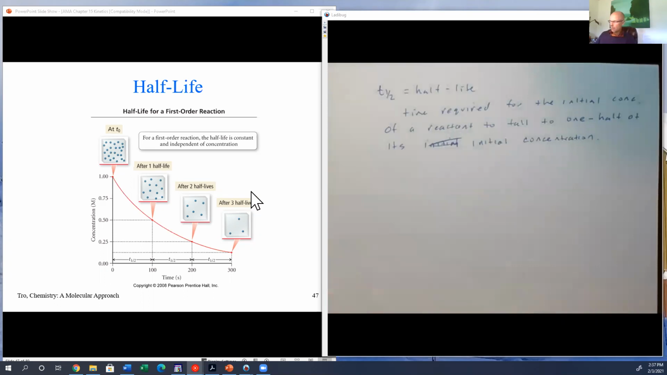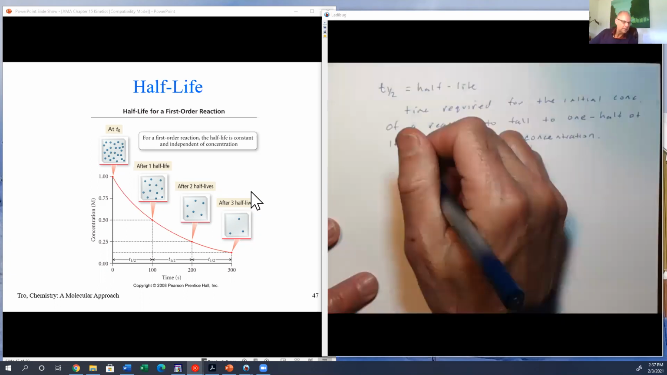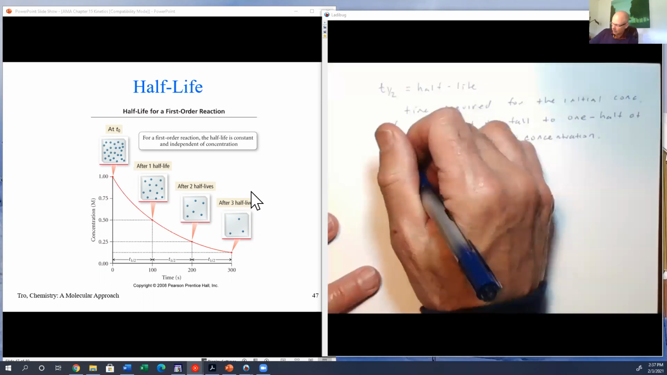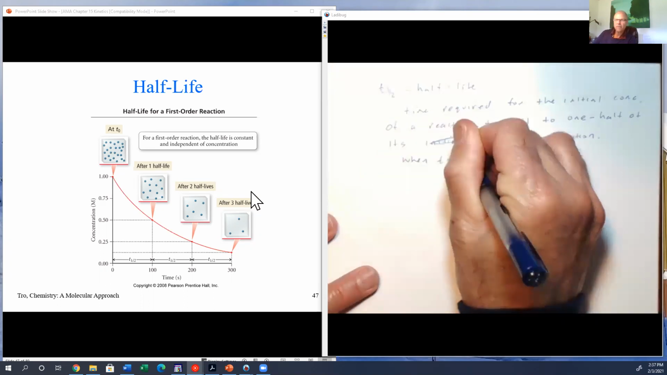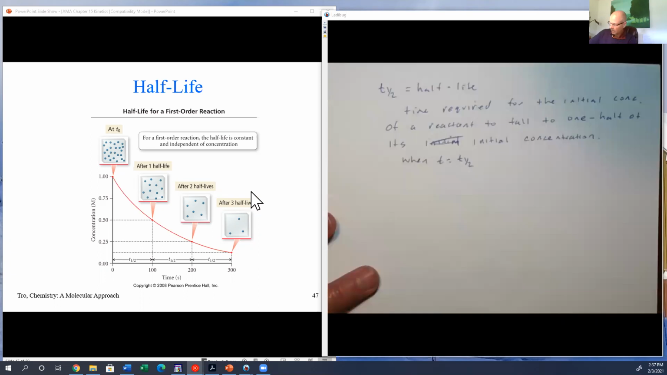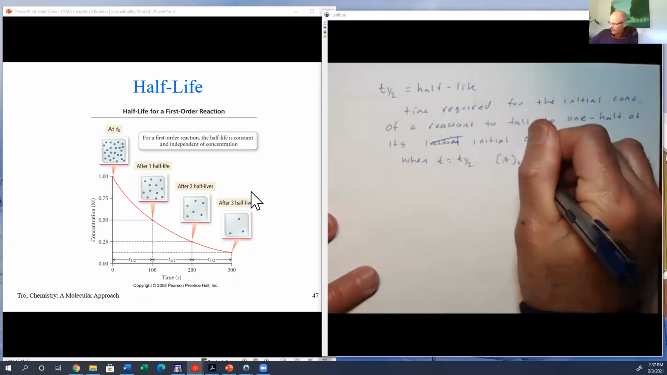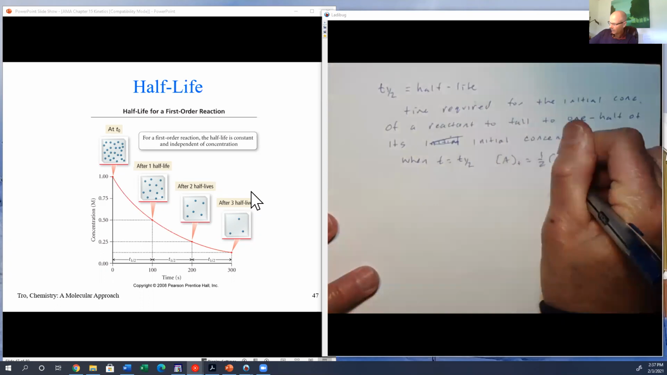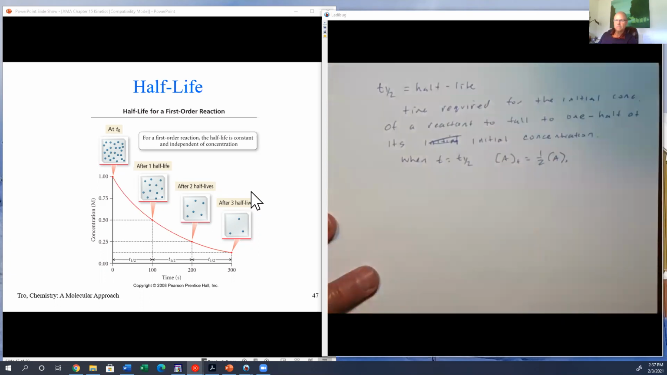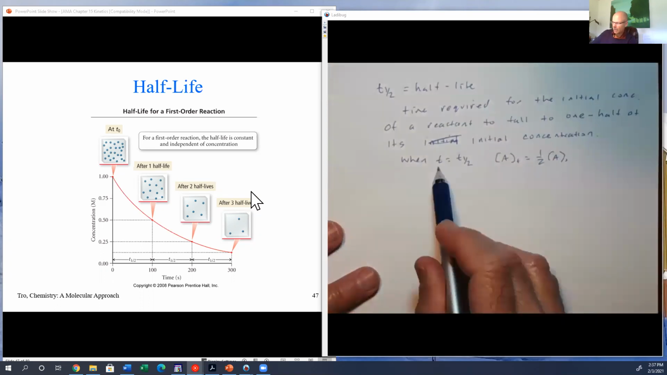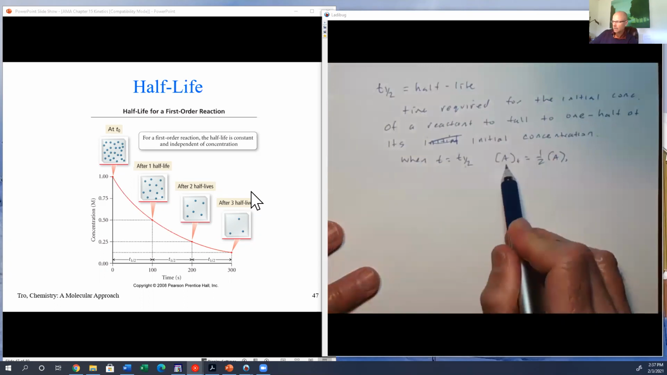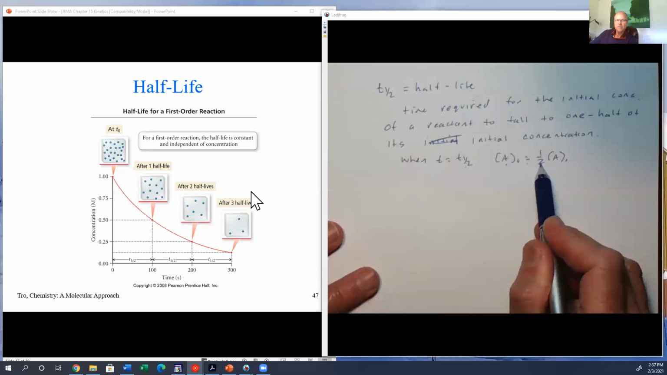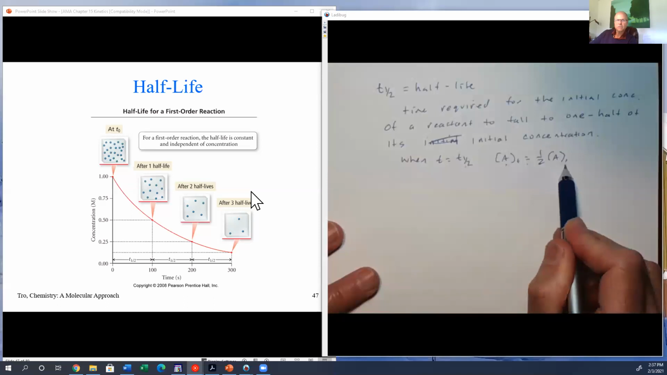So, in other words, we can express that mathematically like this. When T is equal to T 1/2, then A of T is equal to 1/2 A of 0, right? When time equals a half-life, the concentration at that time is equal to 1/2 the initial concentration.